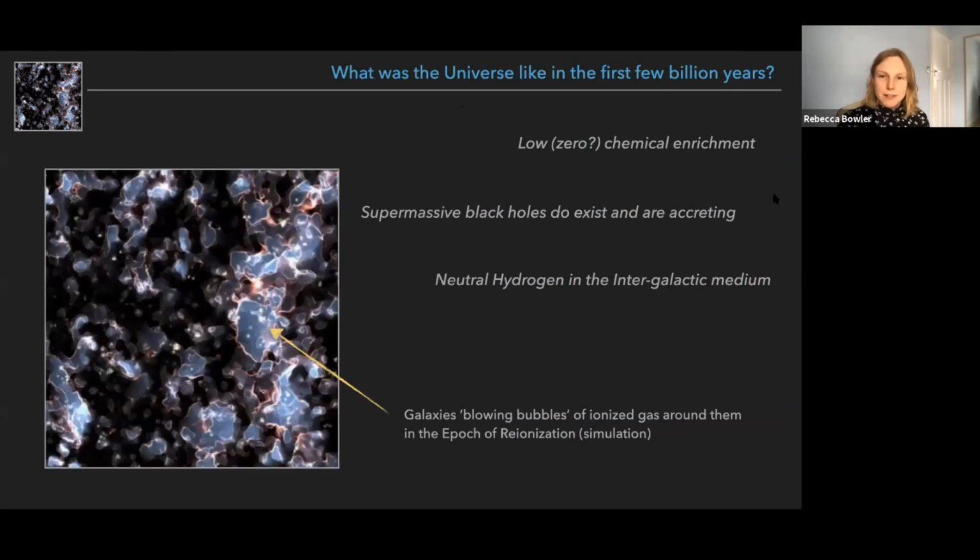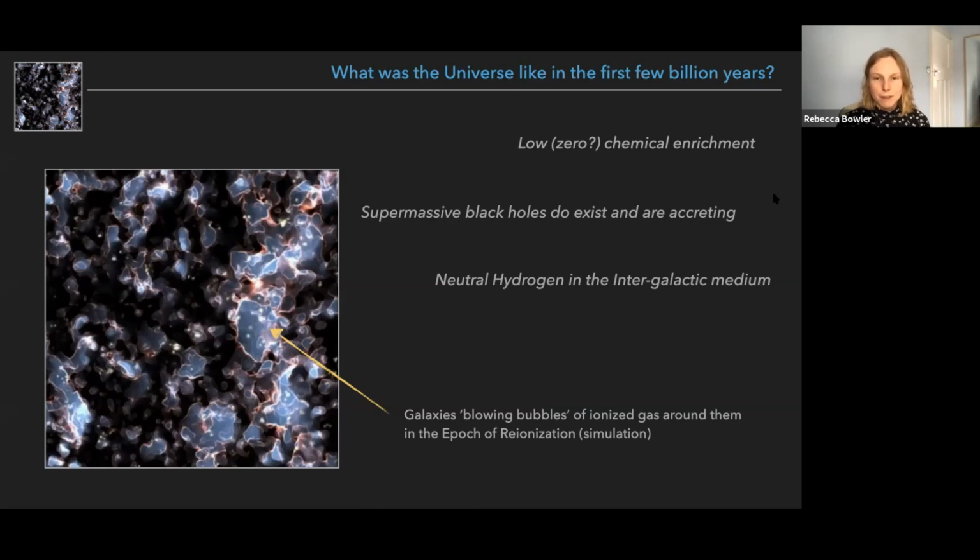So what was the universe like in the first few billion years? From theoretical arguments predominantly, but also some observational arguments, we think it has very low chemical enrichment, maybe even zero chemical enrichment for the very first stars and galaxies. This is because the fuel for these early galaxies is very pristine. It's only what was left after the Big Bang: hydrogen, helium, and a trace amount of lithium. This changes the whole chemistry of these early galaxies from what we might think of as a galaxy locally.